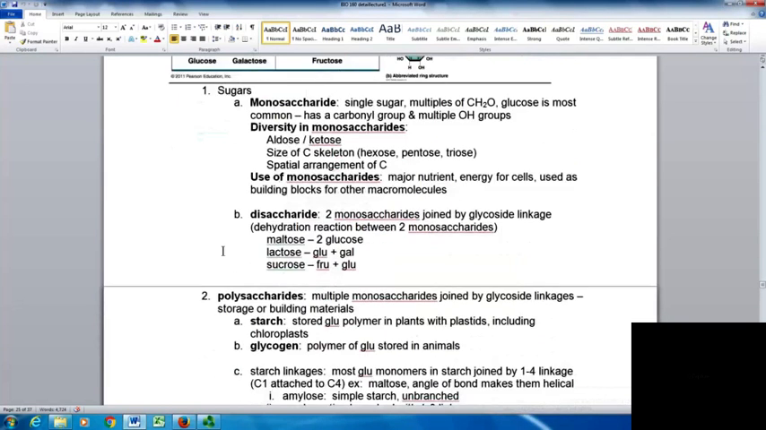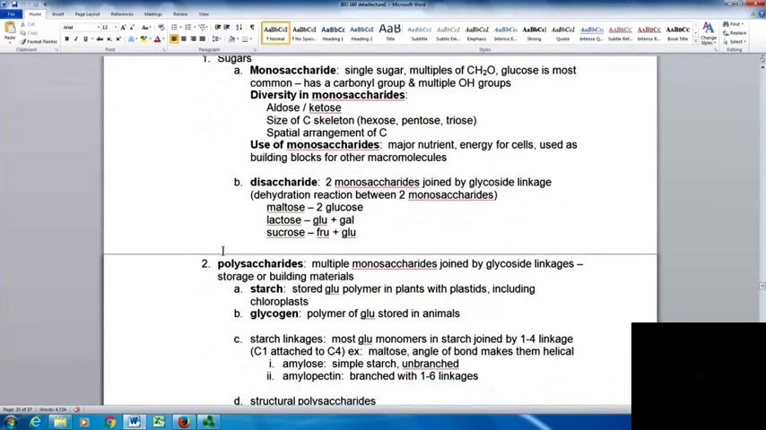Your disaccharides are 2 monosaccharides joined together by a glycosidic linkage. That is the chemistry name for the dehydration reaction between the 2 monosaccharides. Maltose is composed of 2 glucoses. Lactose is composed of a glucose and a galactose. And sucrose is a fructose and a glucose. So maltose is malt sugar, lactose is milk sugar, and sucrose is table sugar.